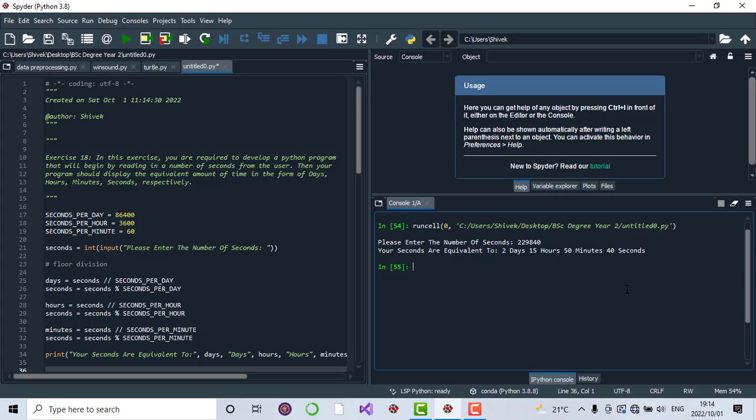Let's proceed to calculate. Let's do 86,400 multiplied by 2. Then we'll do an addition. 15 hours. Okay, so that's 3,600 multiplied by 15. Let's add 60 multiplied by 50, and finally add 40. Excellent, and we can see it equates to the same thing, 229840.